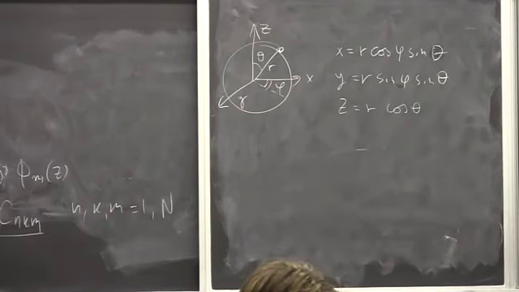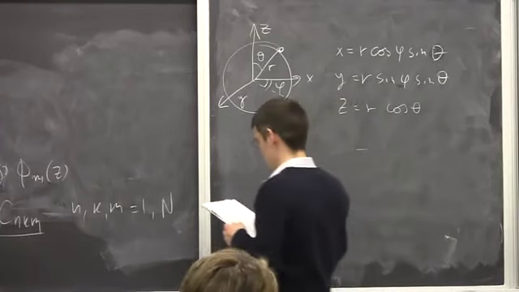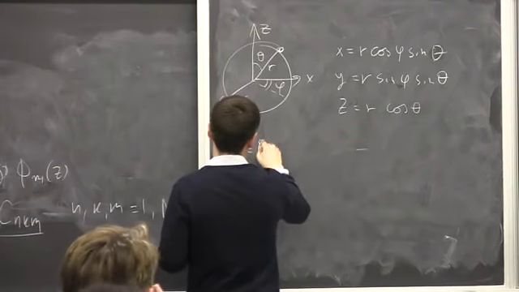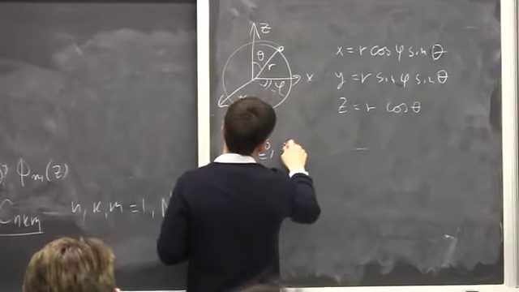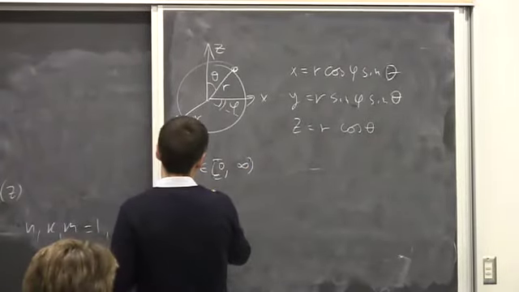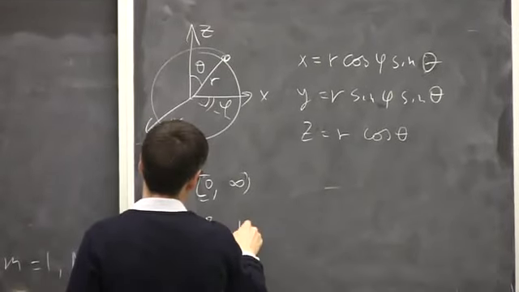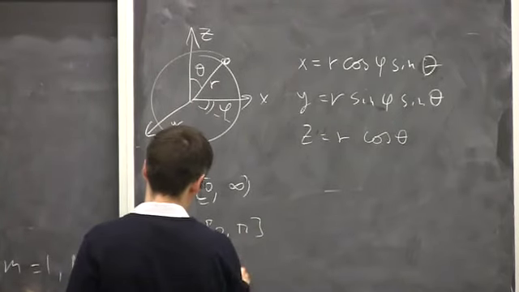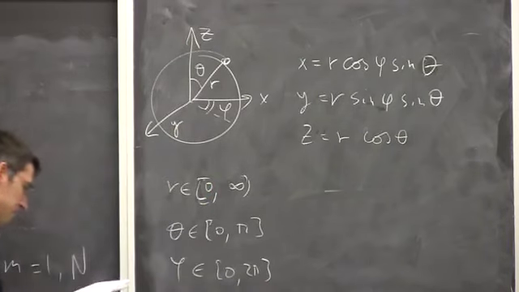Okay, and so I won't put everything which I have in the notes. I just want to mention that r is in the range from 0, including 0, to infinity. Then theta is within the range of 0 to pi, and phi is in the range 0 to pi.